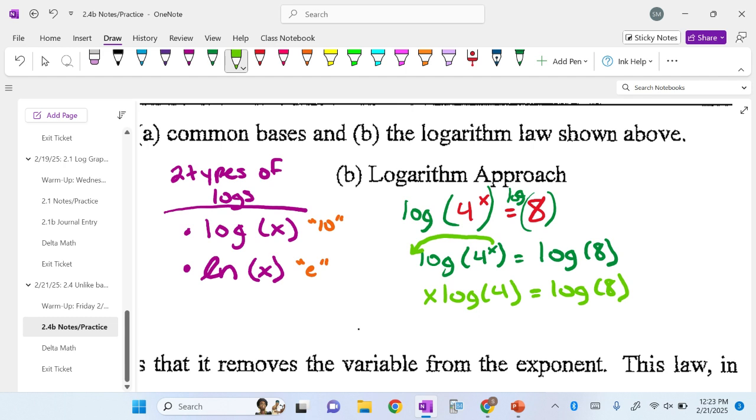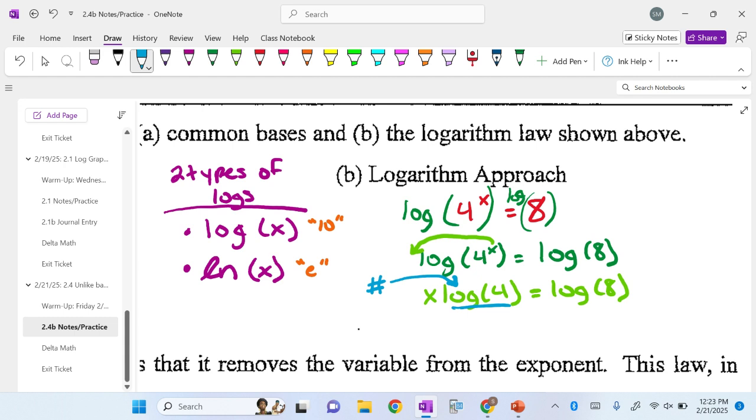Now, think back to when we were evaluating logs. Is it not true that the log of 8 is going to give you some number? If we put log of 8 in our calculator, will that give us a number? Is it true that log of 4 is just some number? Yes. So essentially, if we're multiplying a number to x, how do we get rid of it? So log of 4 is just some number. It's not going to be a pretty number, but it's some number.